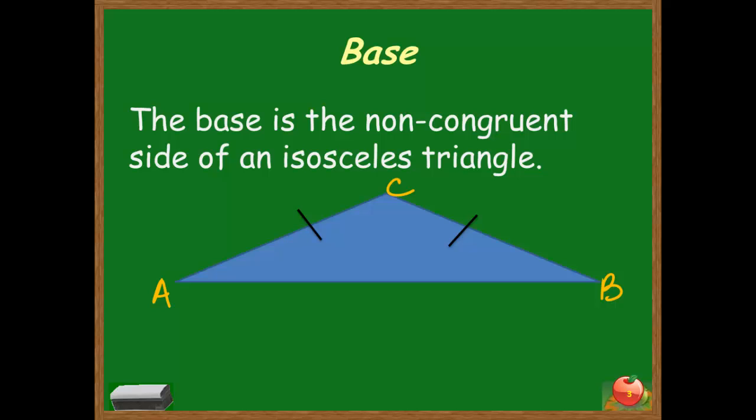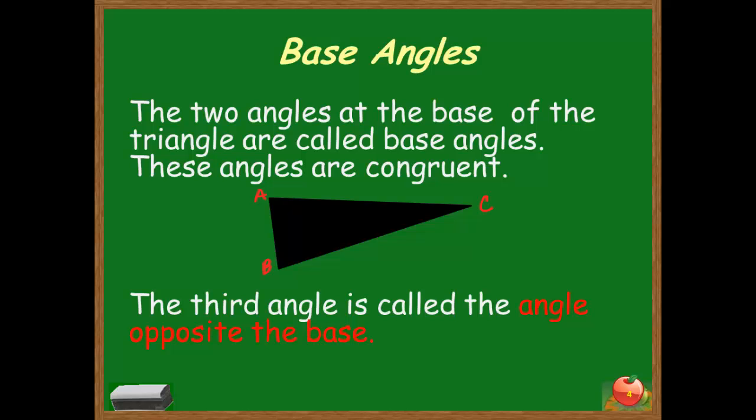All right, so here we have triangle ACB or ABC, and we have 2 legs that are congruent, and the base is the non-congruent side of the triangle. So this is the base because it is not congruent to the other 2 sides. The next one is base angles. Base angles. Go ahead and write this definition, and then we'll go ahead and label the picture.